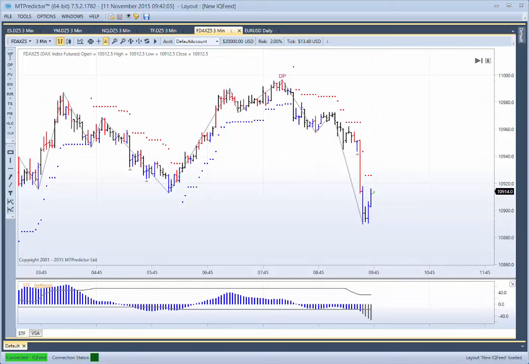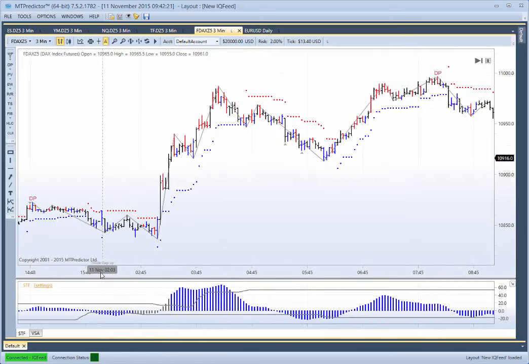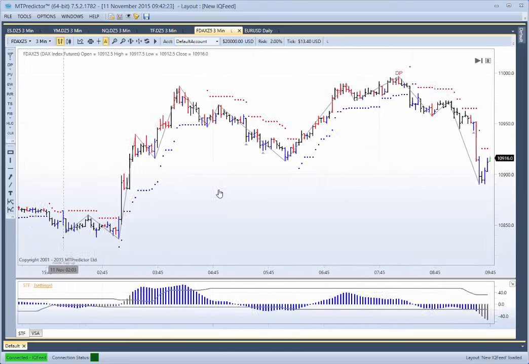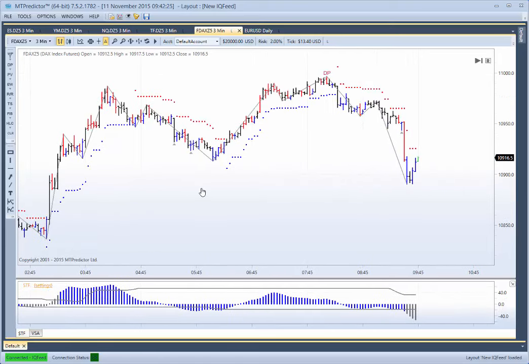Here's another great example of how using the higher time frame charts to gauge the large degree trend can help us uncover some great trade setups with MTPredictor. An absolutely brilliant trade has just unfolded on the 3-minute chart of the DAX this morning, which is the 11th of November. So I'd just like to go through and show you this and show you how MTPredictor can help you catch trades like this.